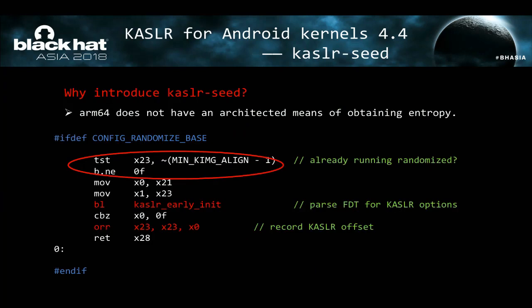There is no doubt that randomization requires a good source of entropy. Unfortunately, ARM64 does not have an architected means of obtaining entropy, for example, via an instruction. So KASLR requires bootloader support for passing hardware entropy through the device tree node. Back to the code, the first two lines of code judge whether randomization had been carried out before. Then it jumps to the kaslr early init function, and the return value of the function is finally recorded in the X23 register. So we can infer that the calculation of the KASLR offset is performed in this function.